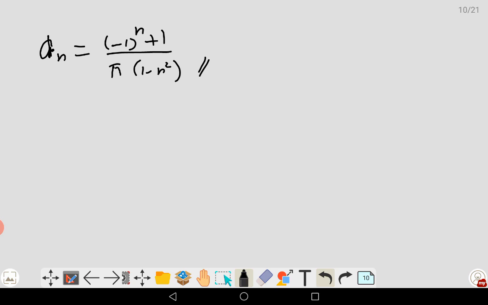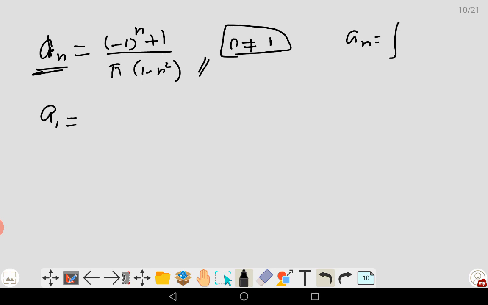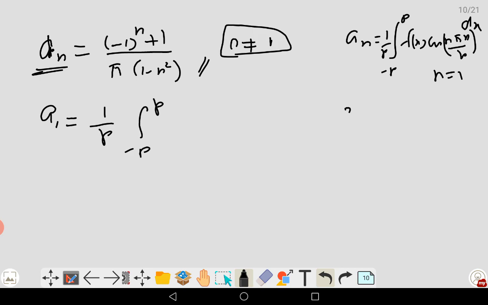First check whether you can do n equal to 1. See here one more piece of information: in 1 minus n square, n is not equal to 1. Therefore this formula is not good for an, it will not give you the a1 value. So a1 should be found separately. In the formula of an, 1 over p integral from minus p to p of f of x cosine n pi x over p dx, put n equal to 1, you will get the formula for a1.